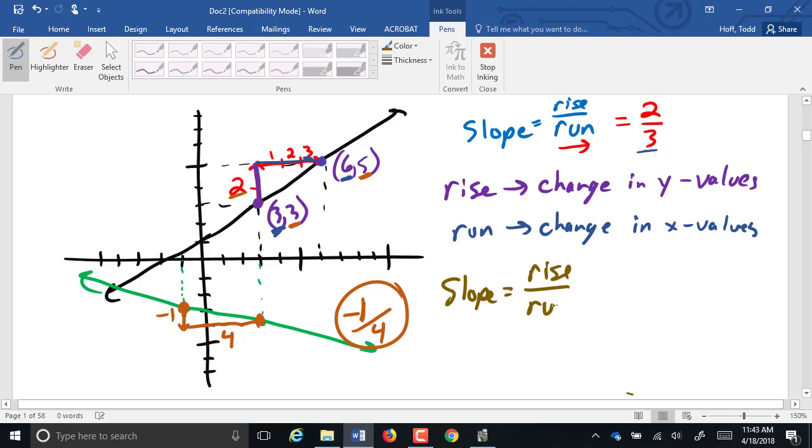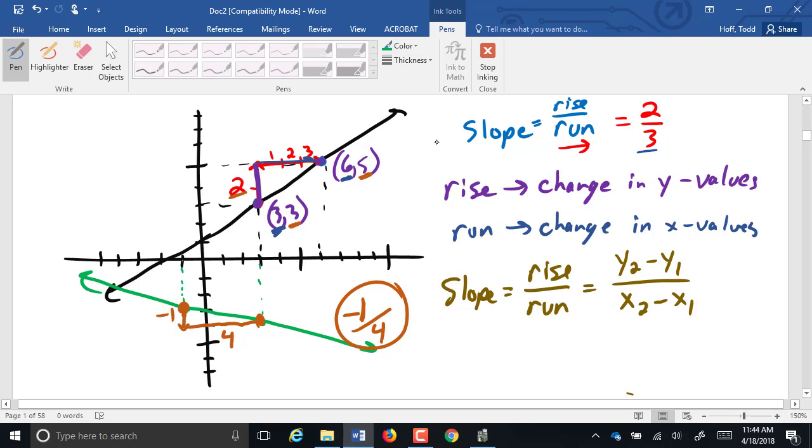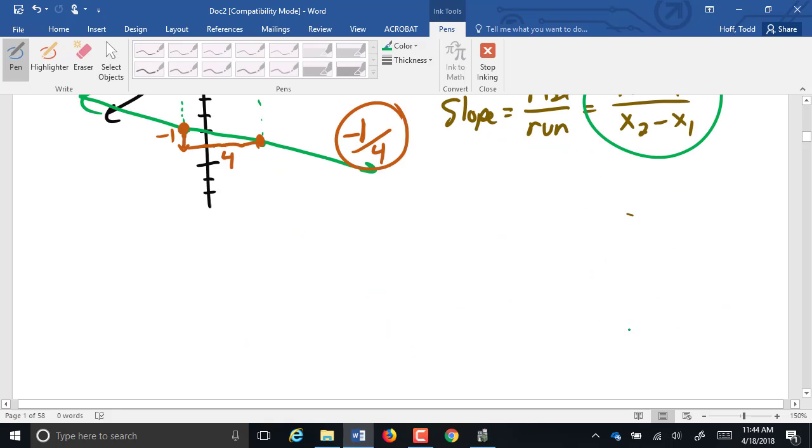Slope being rise over run, the rise being the difference in the y coordinates. I'm going to label that as y2 minus y1. Y2 meaning the y coordinate of the second point, y1 meaning the y coordinate of the first point. And then the run being x2 minus x1. So the question is, which point is point 1 and which point is point 2? And the answer is it does not matter.